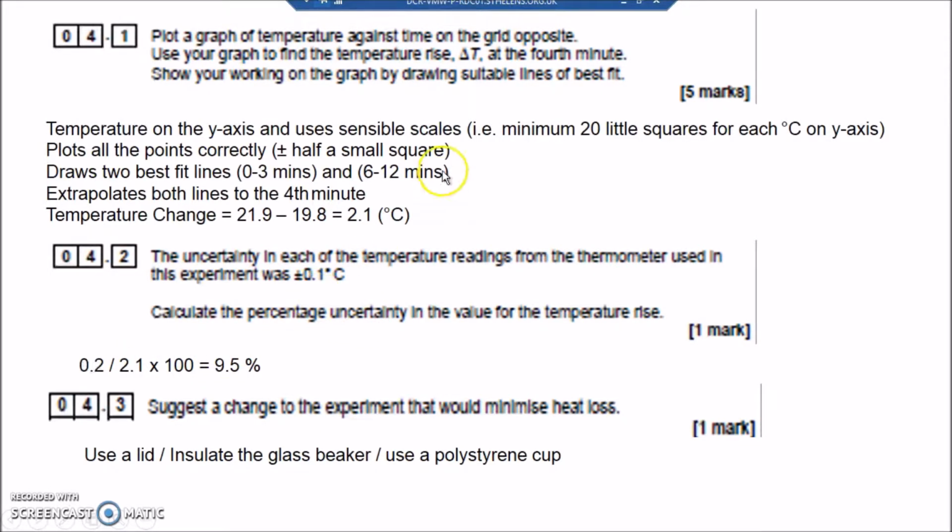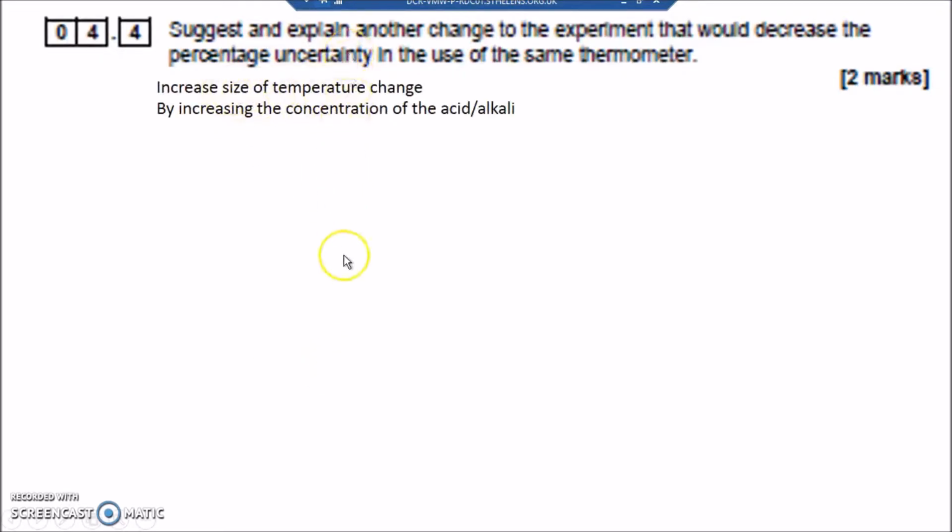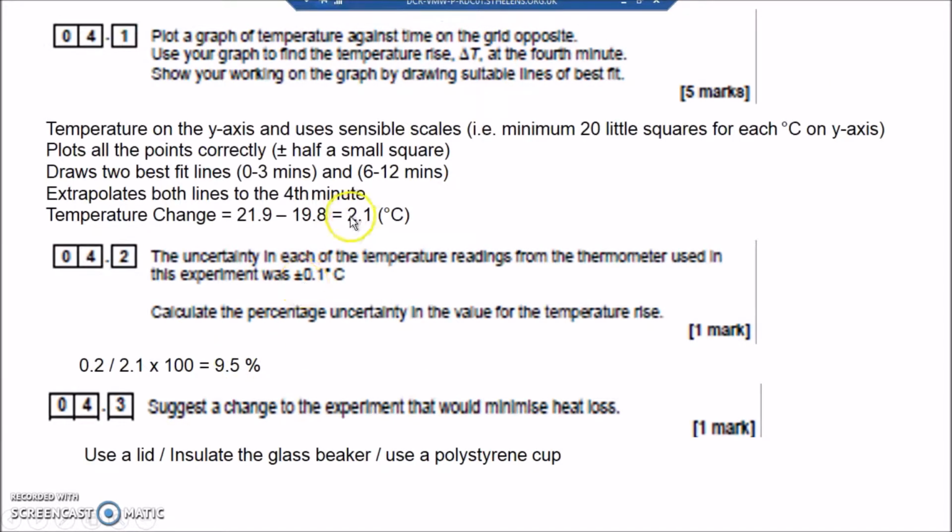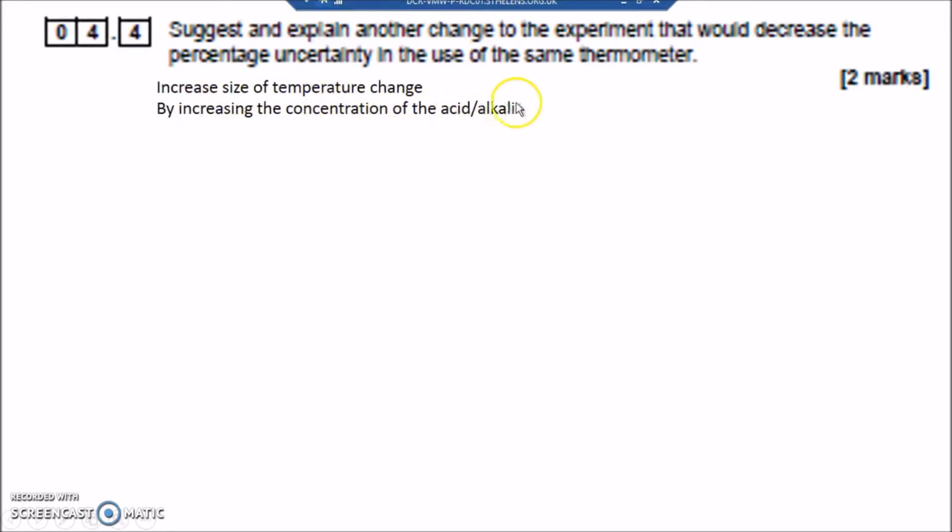In this case, I want a larger temperature change, so I'm going to increase the concentrations of my chemicals to increase the size of the temperature change, because if I get larger than 2.1 here, 0.2 divided by a larger value is going to give me a smaller percentage error. And you can do that by increasing the concentrations of the chemicals that you're using.